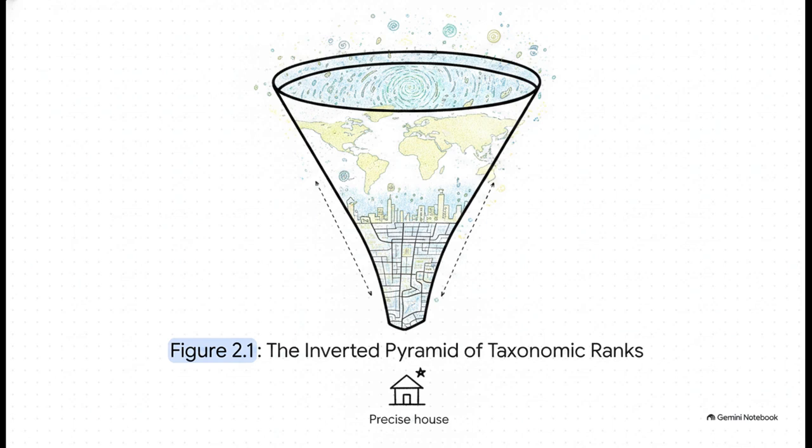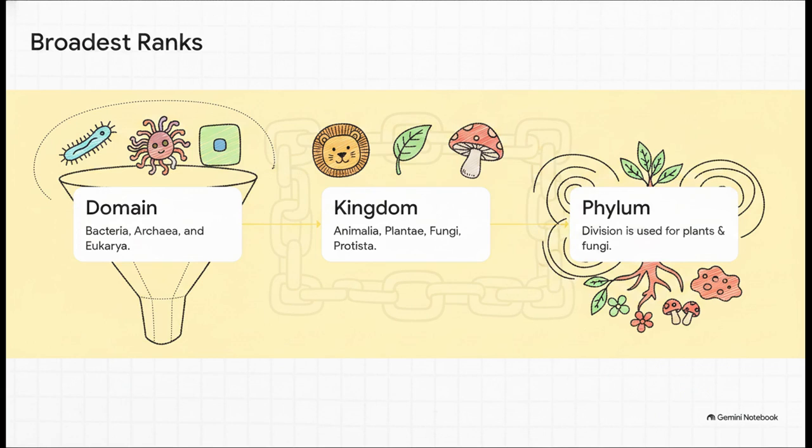Think of it exactly like a cosmic mailing address. The top level is your country. Then it narrows down to your state, your city, your street, all the way down to your precise house. Let's break down each level step by step. Starting right at the very top of that funnel, we have the highest taxonomic rank, the domain. All living organisms are divided into 3 massive domains: bacteria, archaea, and eukarya.